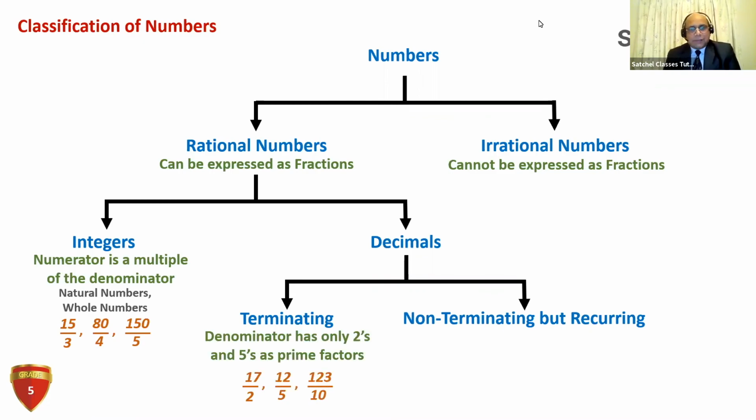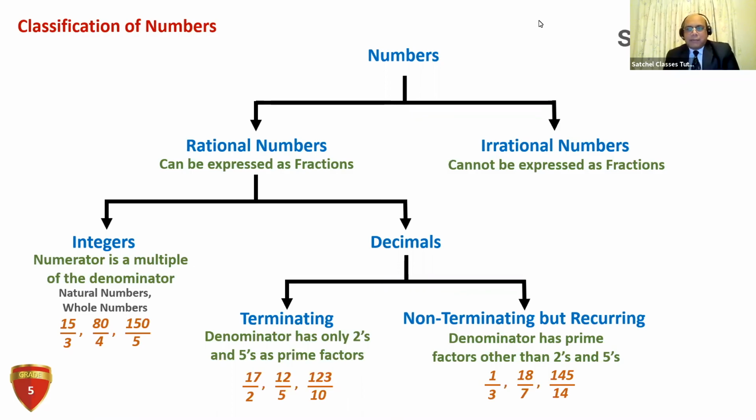When do we get that? When the denominator consists of only 2s and 5s as prime factors. Non-terminating but recurring decimals: the decimals do not terminate, they keep on going on. However, there's a pattern of digits which keeps on repeating. So they are recurring. When does that happen? When the denominator has prime factors apart from 2s and 5s. There should be at least one prime factor which is not a 2 or a 5. Right? That's when you get non-terminating but recurring decimals.